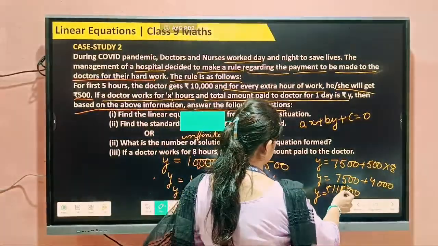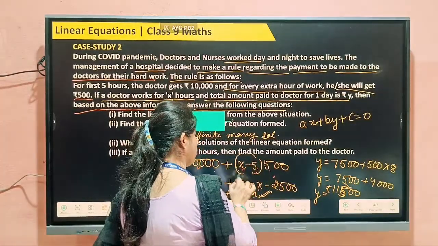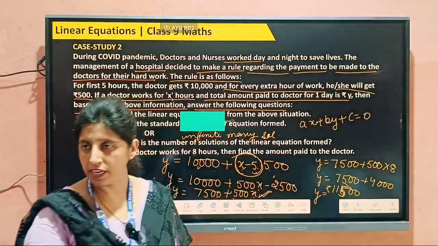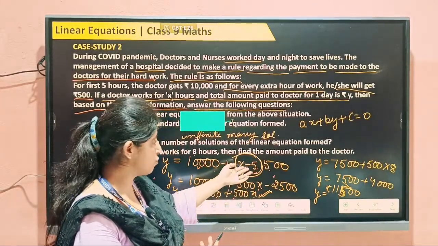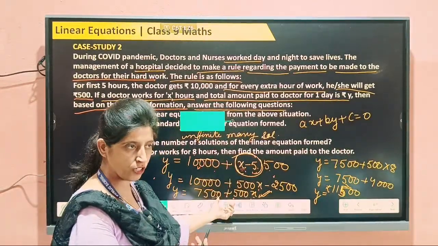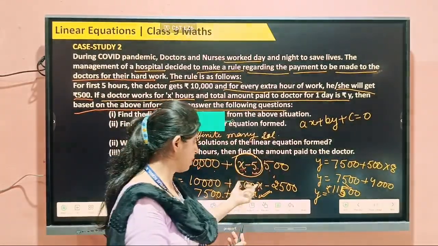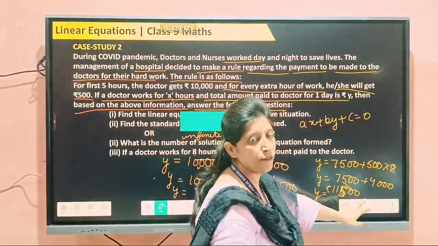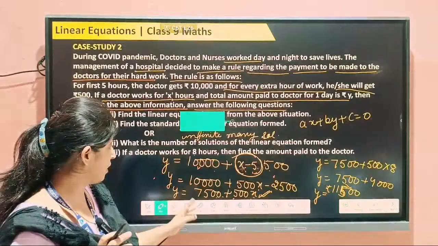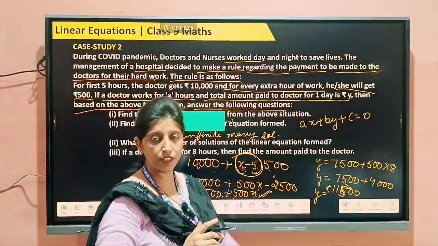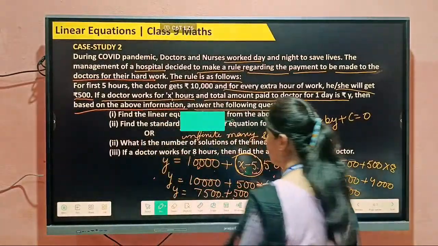Otherwise you will directly put 8 in the place of x. Otherwise you will put here also 8 minus 5, 3 will come. Because we have solved this equation, then we will get this equation. That's why we can put x equal to 8 here also. Then you will get 11,500 rupees. So the total the doctor got after doing 8 hours is 11,500 rupees. I hope you all understand this question.